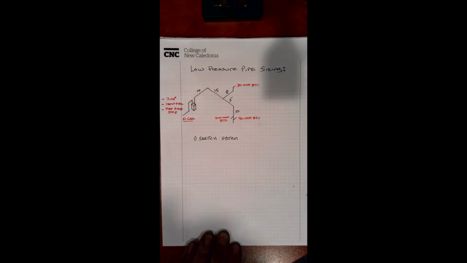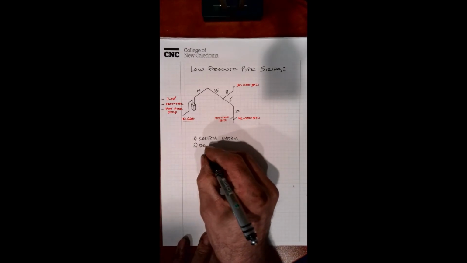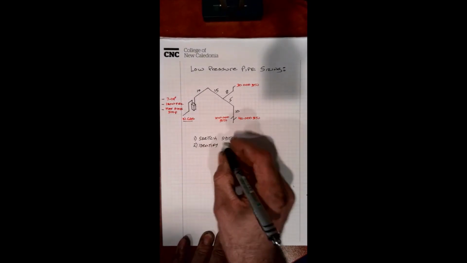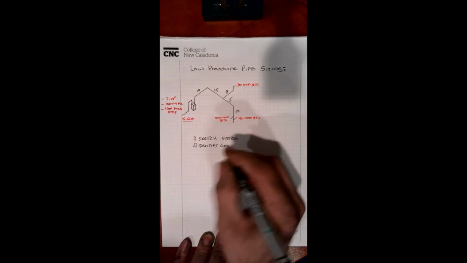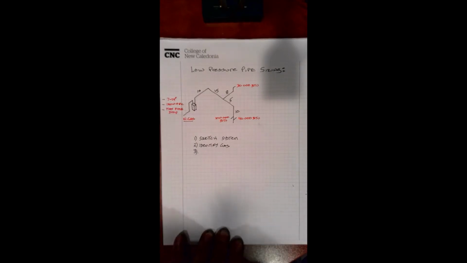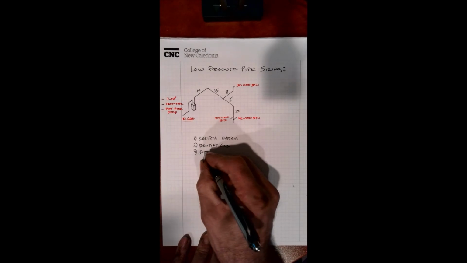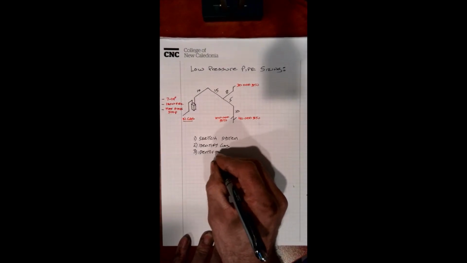The second step is we want to identify what type of gas that we have. We could be using natural gas, propane, or butane. So step 2, identify our gas. Step 3, we want to identify what type of piping we are using. Is it copper or iron pipe, welded? Those are just a few examples. So step 3, we're going to identify the type of piping.